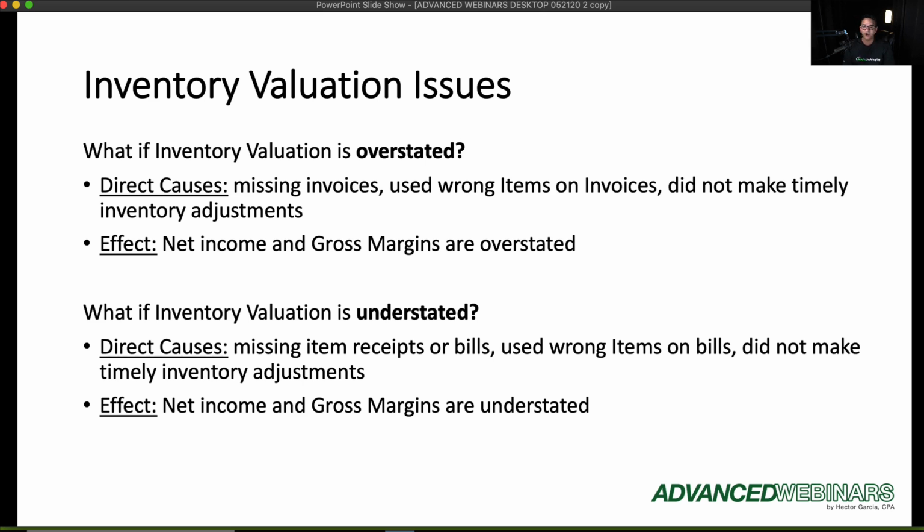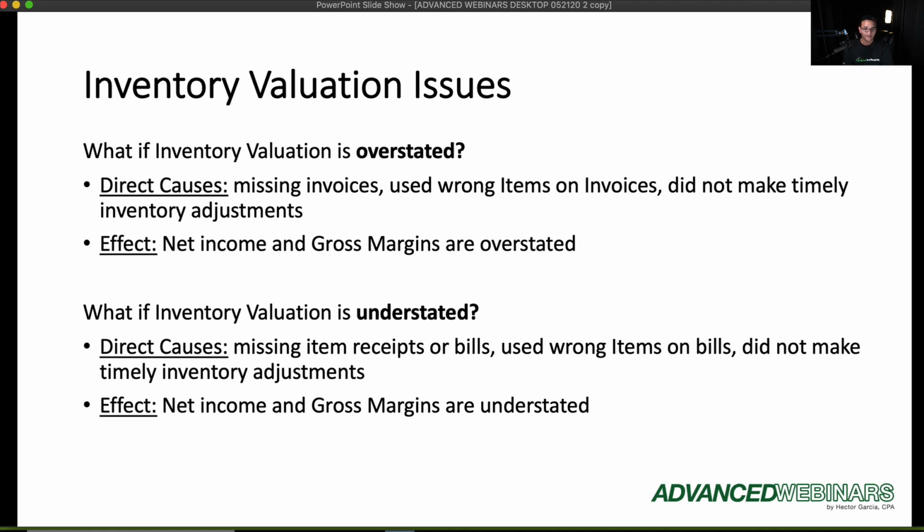So inventory is off means it's always either overstated or understated. In some cases, somebody will have inventory be off, and the value that's overstated and the value that's understated kind of cancel each other out. And at the end of the day, the financial statements are okay. However, there's individual issues when it comes to analyzing the specific products that you have in stock. Now, if your inventory is overstated, what are some direct causes?